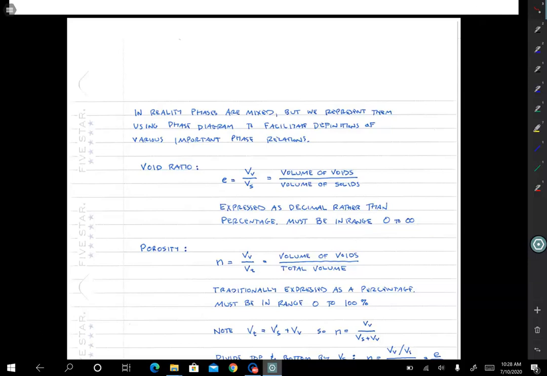So if you had a bunch of perfect cubes of solid particles all stacked perfectly on top of each other, where there's no gaps in between, then the void ratio would be 0, right? There's no void space in there. Very dense material.